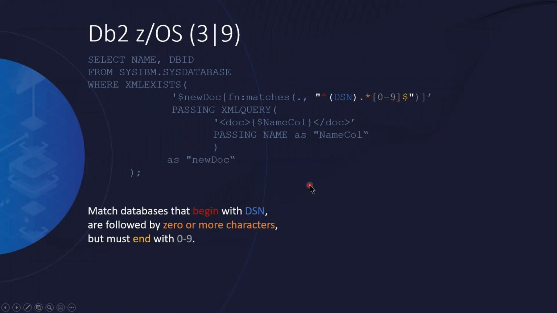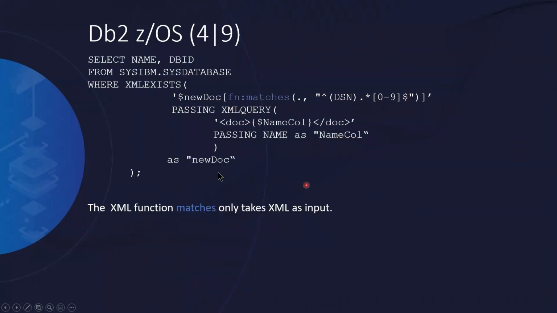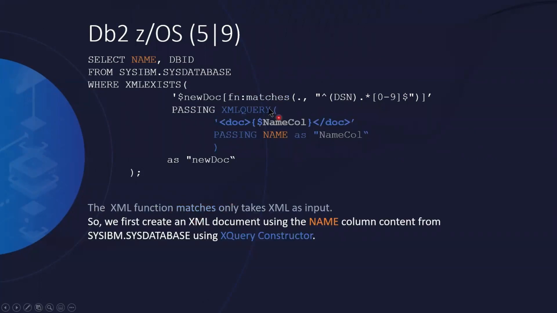So how does that look? The XML function matches only takes XML as input. So what I have to do is create an XML document using the name column content from the sysibm.sys database. And then I create that XML document using the XQuery constructor.